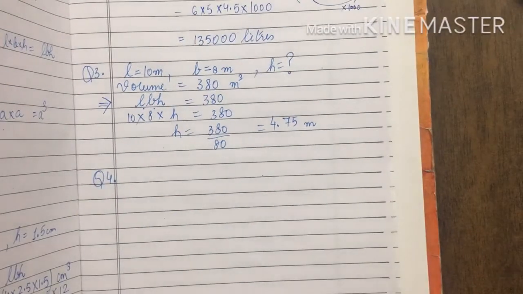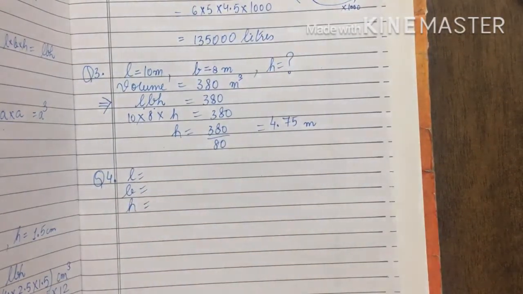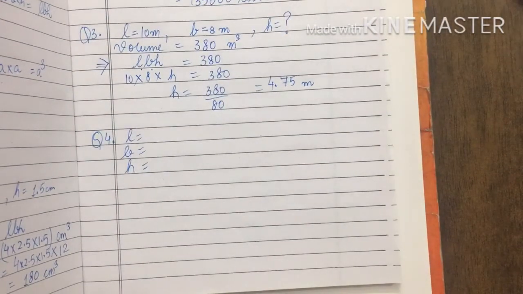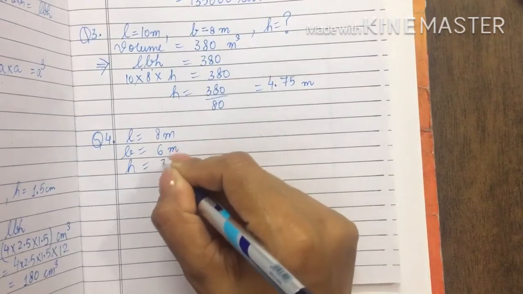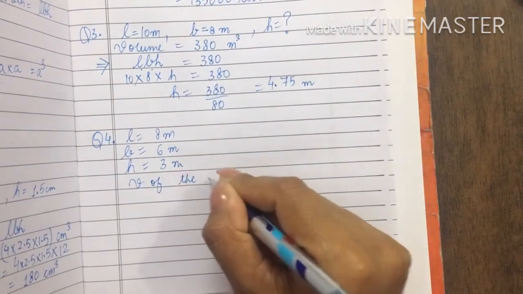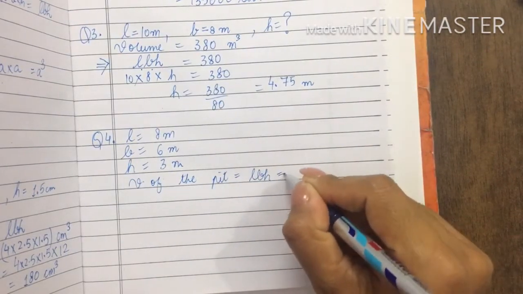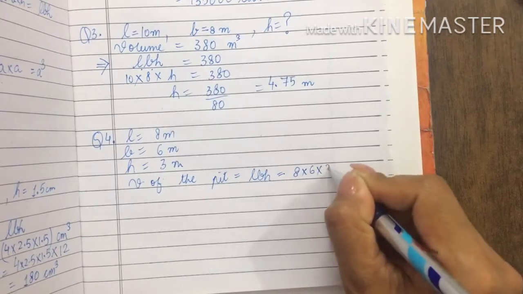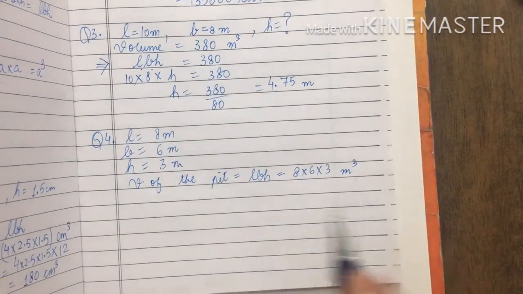Let's write down the answer. So length, breadth and height are given. Length is given as 8 meters, width is 6 meters and the depth of the pit is 3 meters. Therefore, the volume of the pit equals the product of L, B and H. This is 8 into 6 into 3 meter cube, because the measurements are in meters.